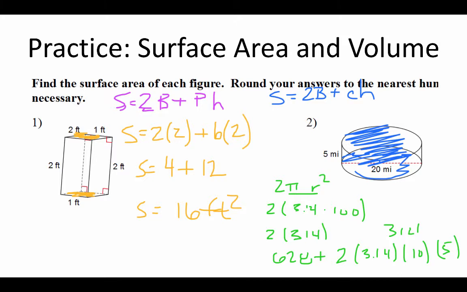All right, so now that I know that, I can figure out my surface area of the cylinder by taking 628 and adding it to 314. And what I get with that is 942 as my surface area. So surface area equals 942 miles squared. That is a giant cylinder. I just want to let you guys know about that. Pretty big cylinder. All right, so that would be surface area.